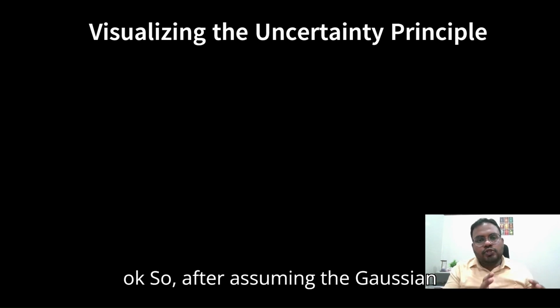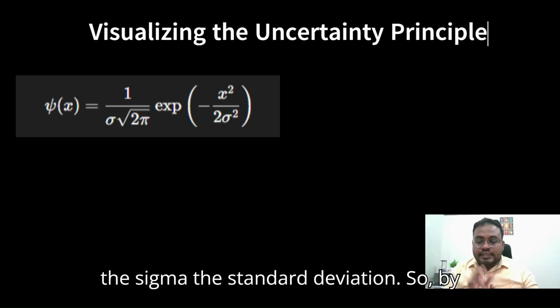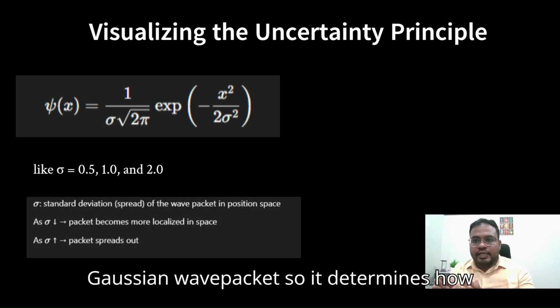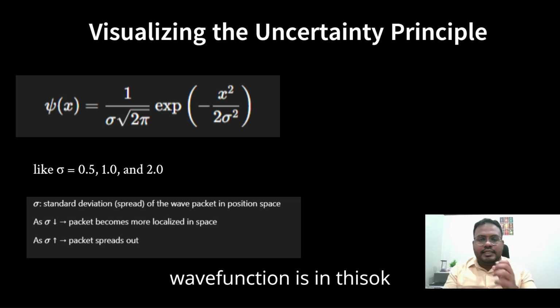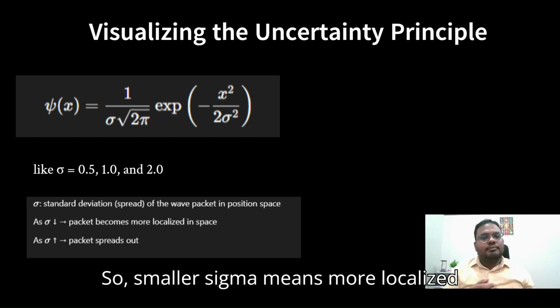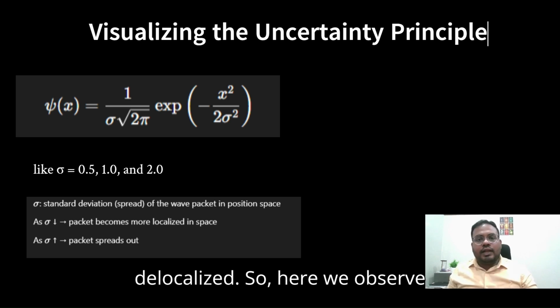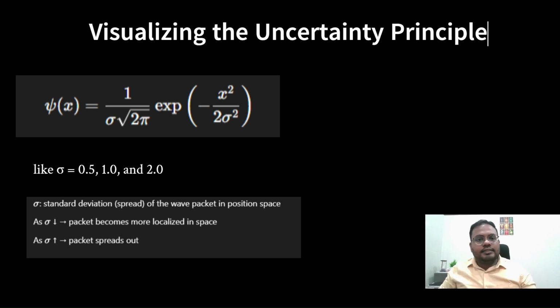After assuming the Gaussian wave packet, next we will vary sigma, the standard deviation. By adjusting the width sigma, which is the width of the Gaussian wave packet, we determine how spread out or how narrow the wave function is in space. Smaller sigma means a more localized particle, and larger sigma means more delocalized. Here we observe how localizing the particle in space causes its momentum spread to increase.